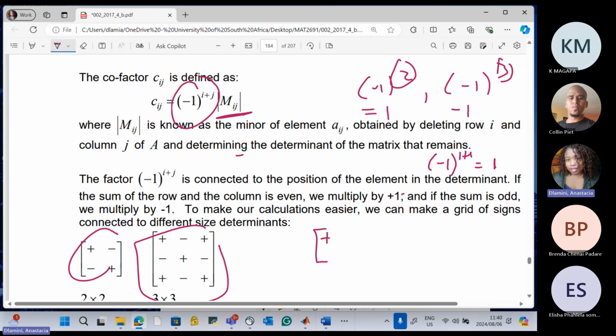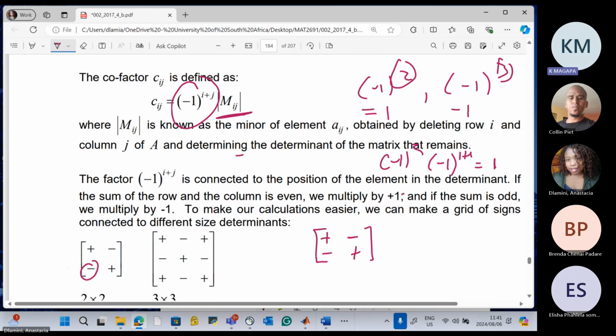The second one is row 1, column 2. And 1 plus 2 is 3, which makes it odd. That's why they put it negative. Here it's row 2, column 1. 2 plus 1 is to the power of 3. Then -1 to the power of 3 becomes negative. That's why they put a negative. And that's why they put it positive here. Do you see how they find those positives and negatives?